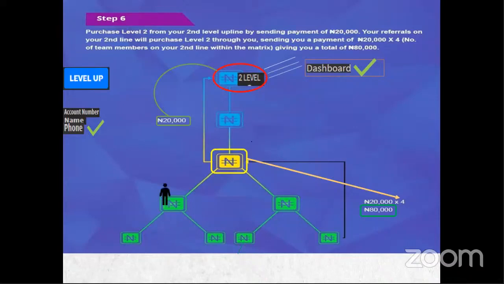Remember this gentleman here that you invited at level number 1? He has actually paid you 10,000 naira. And this other person paid you 10,000 naira. So which means their accounts are what? Active. The 10,000 they paid to you, that was the 20,000 there that you used to upgrade yourself into level number 2. Remember that.